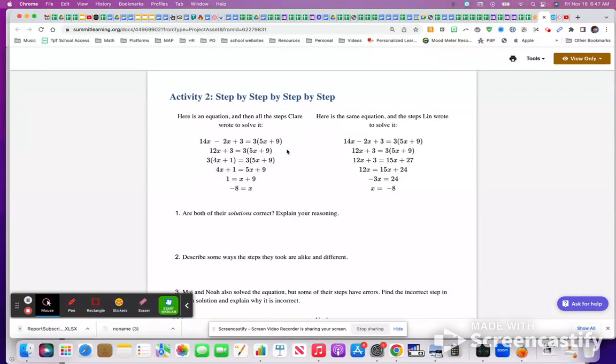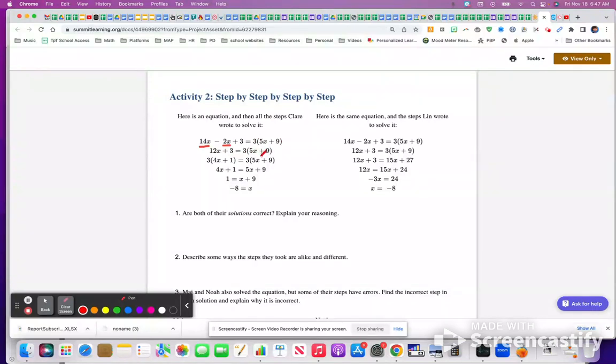Let's start with Claire. Claire started by taking the 14x minus 2x, and she simplified that. 14x minus 2x is 12x, and then she just kept the plus 3. So 14x minus 2x plus 3 is the same as 12x plus 3. She combined the negative 2x and the 14x and got 12x. And then she just kept this the same on this side.